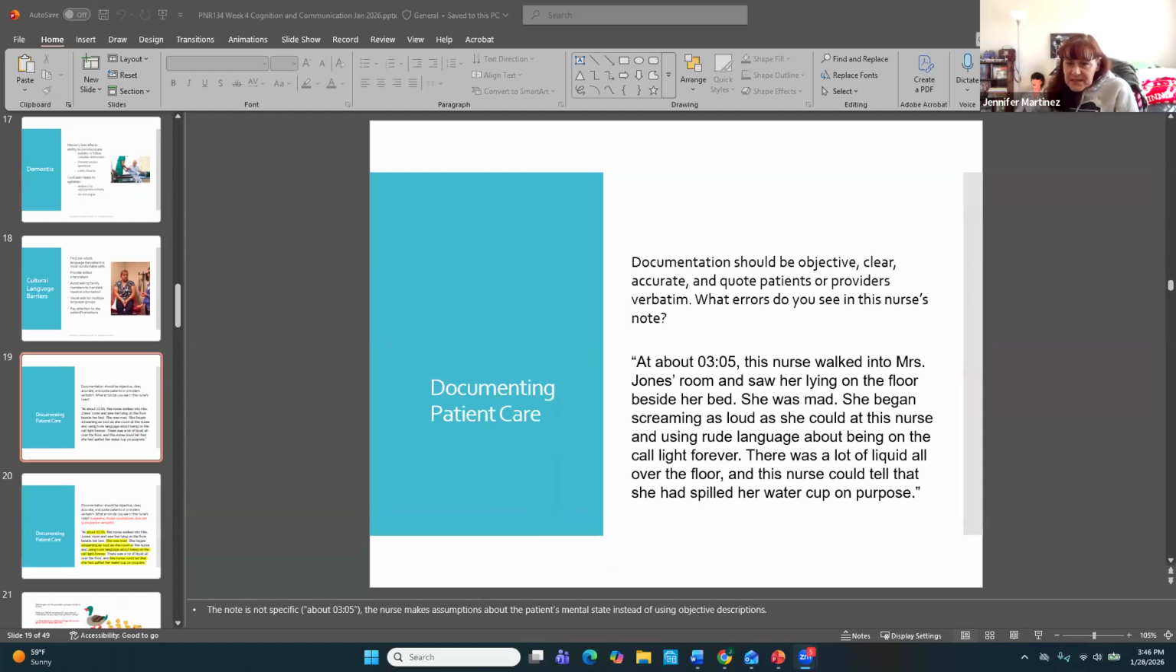And then we have our documentation. Yes, Jacqueline, that's a really good point. Yes, a lot of people are using their phone to translate.